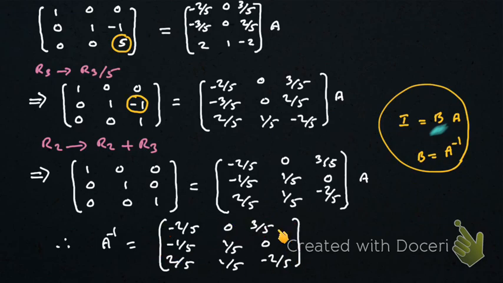Now, how would you ever verify that your answer is correct? Since you have an A inverse here, A into A inverse should always be I. So you just multiply your given matrix A with this A inverse and see if the product is 1, 0, 0, 0, 1, 0, 0, 0, 1. If you are able to get it that way, this is the correct answer.